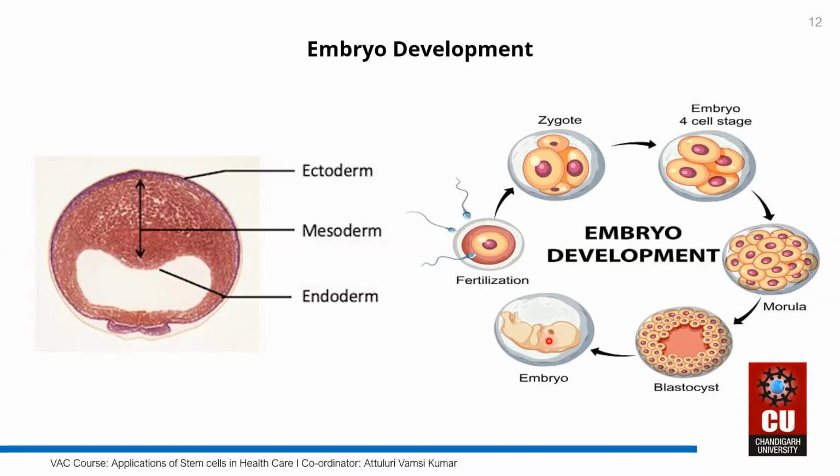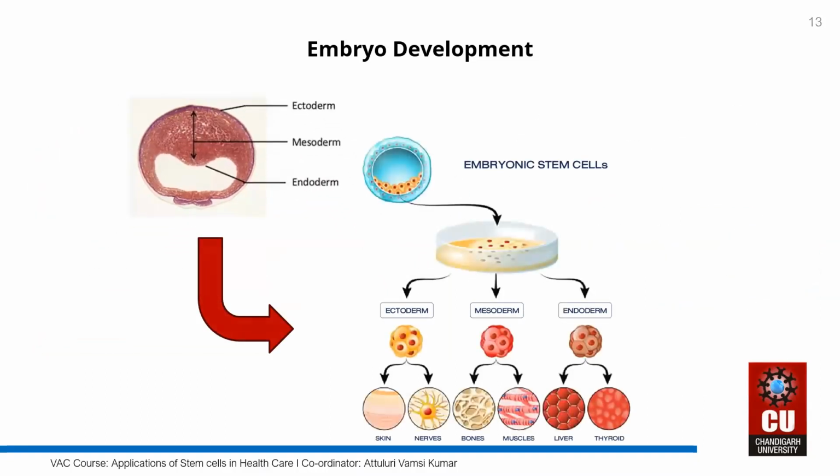Let us see how it happens. The ectoderm category of stem cells will make skin and nerve cells. Ectoderm will give skin and nerve cells, mesoderm will give bones and muscles, and endoderm will give liver and thyroid. That means we have three types of germ layers.